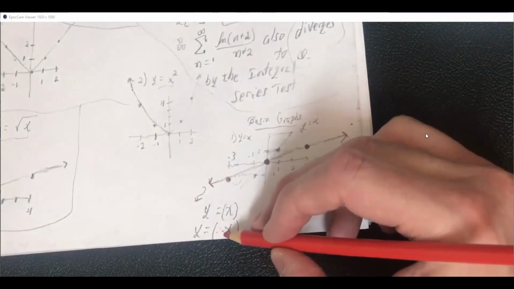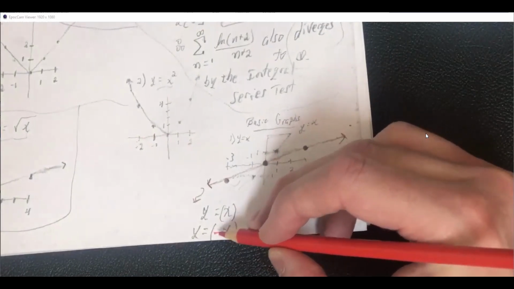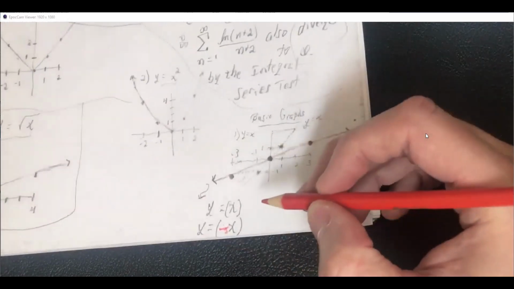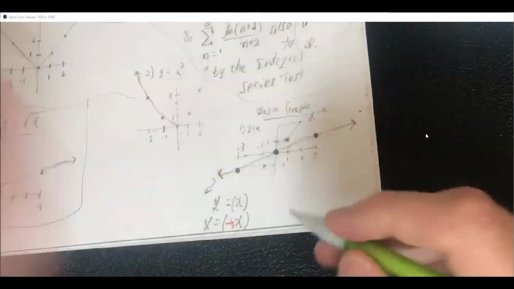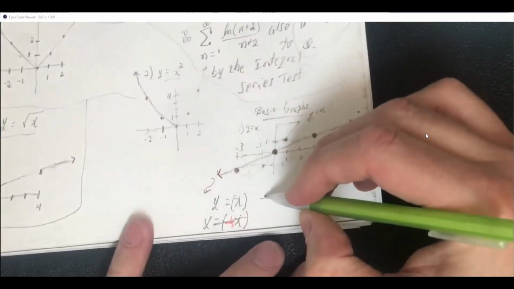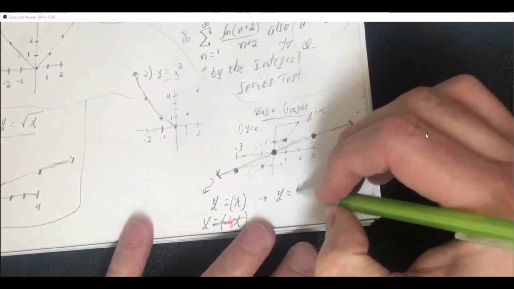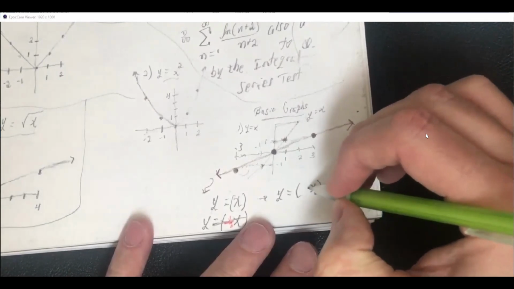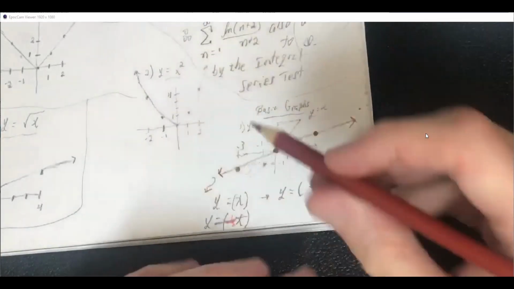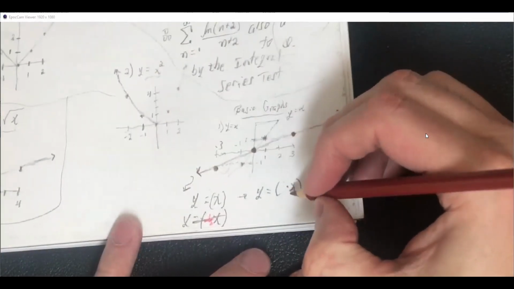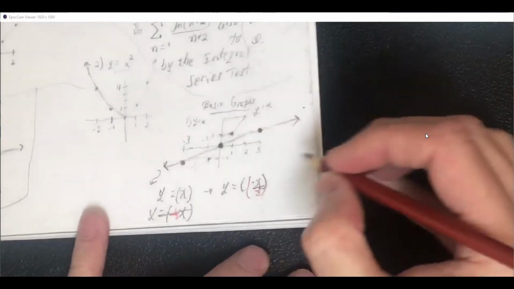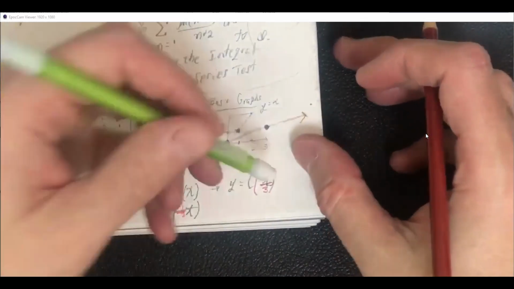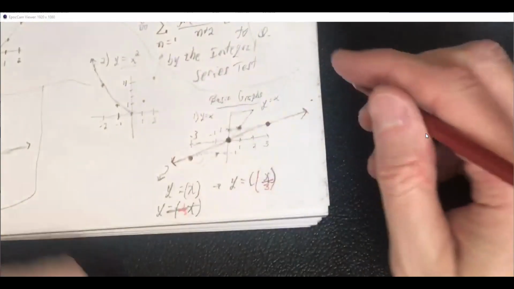So we could put an x over 3, or we could just write in front of it a 1/3. So this would become y equals, and instead of x, the effect is going to be the mathematical inverse of multiplication of 3, which is division of 3. So we could write it like that.